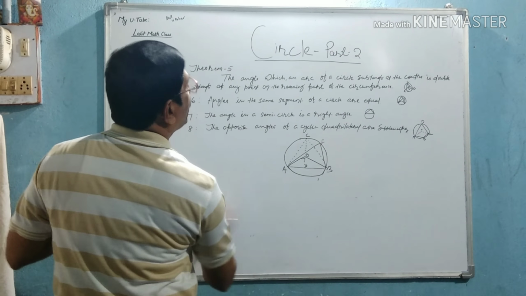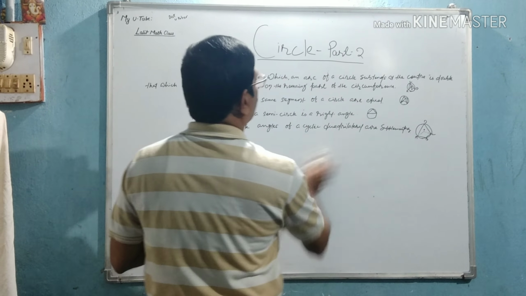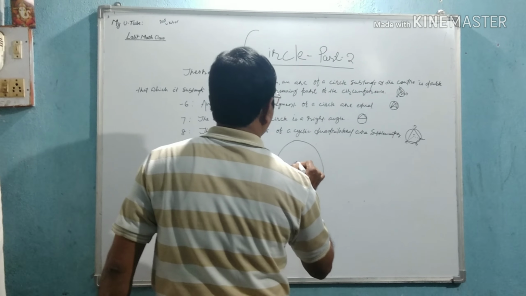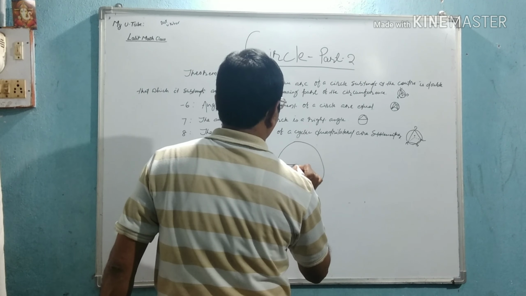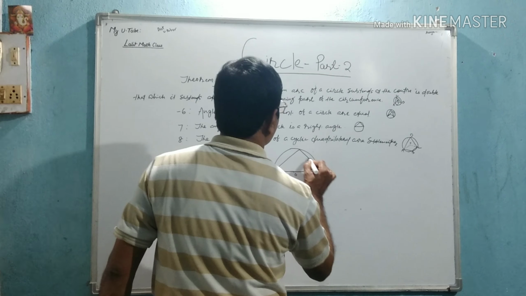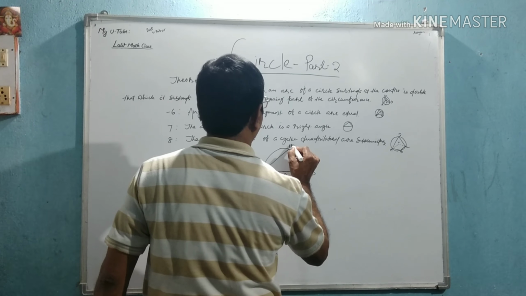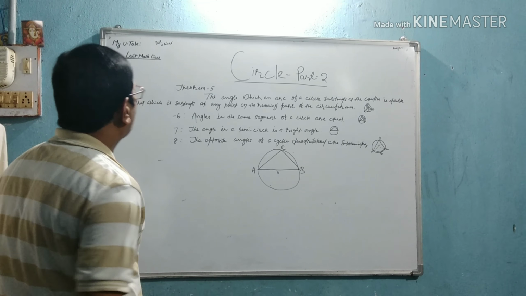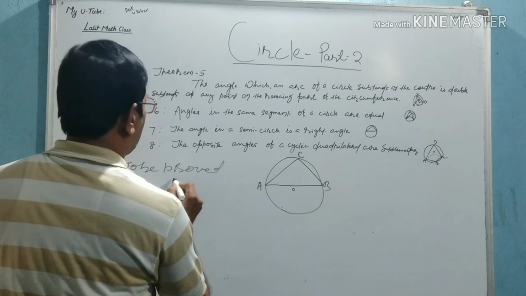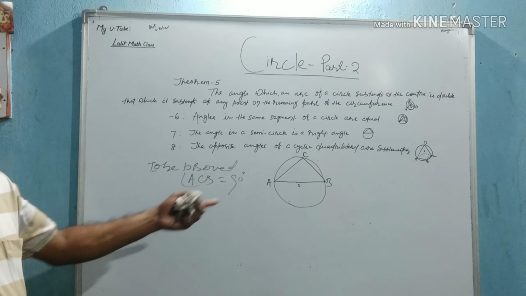Then come to the third theorem. The angle in a semicircle is a right angle. So here you see, we shall go to the other picture. Now you see, this one, and it is the center, O, and this is AB, and this is C. So here we have to prove that angle ACB becomes 90 degrees, or a right angle, whatever you mean.